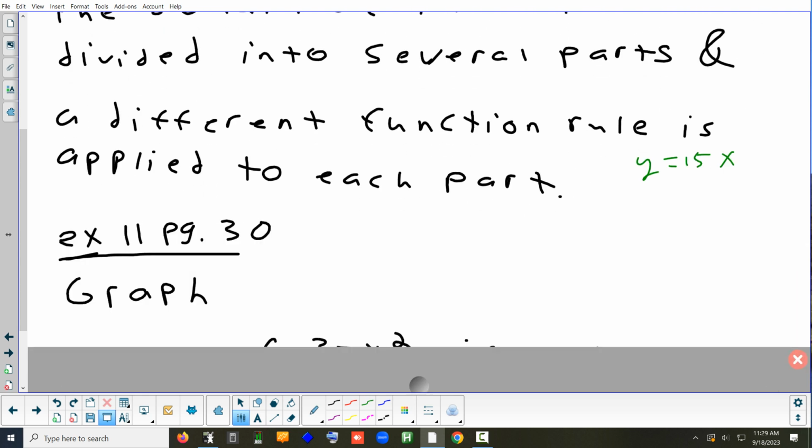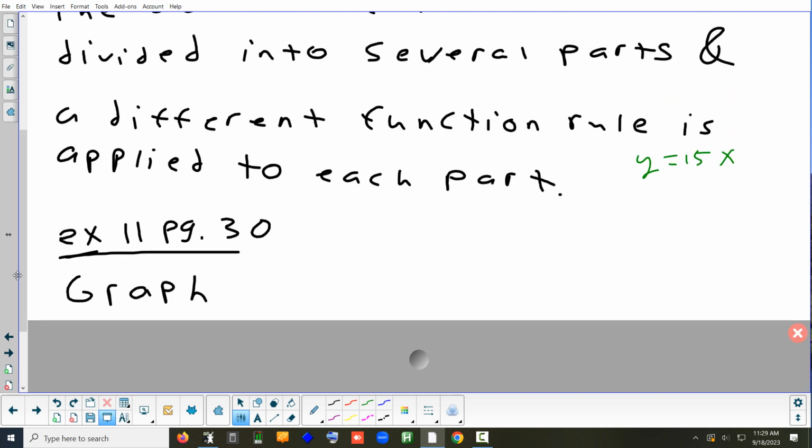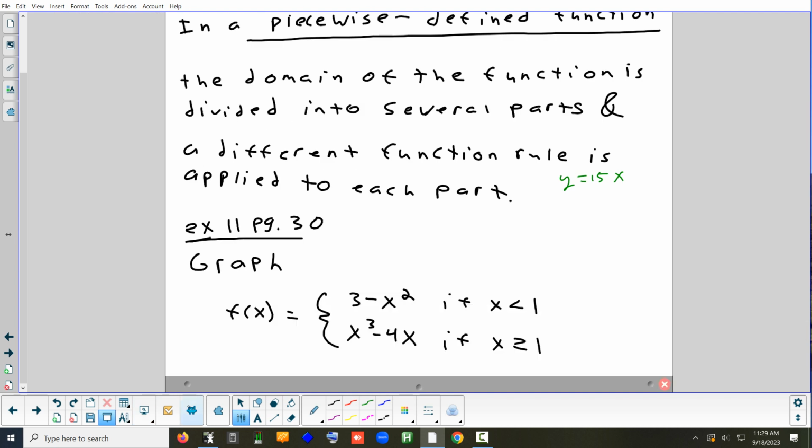What I want to show you how to do is type it in on the calculator and draw a picture. It's pretty similar to sketching anything we've sketched so far, but there is one thing that's a little different.